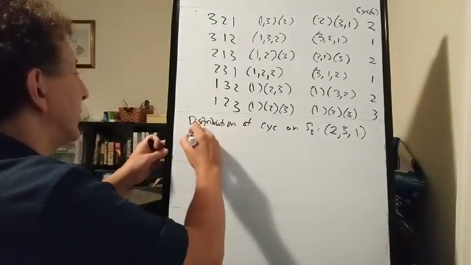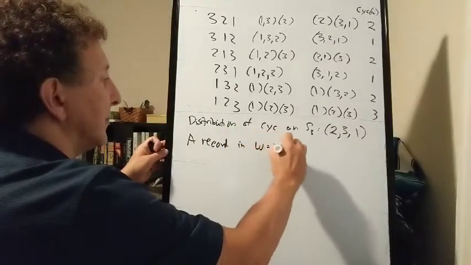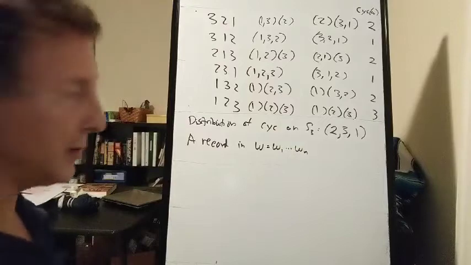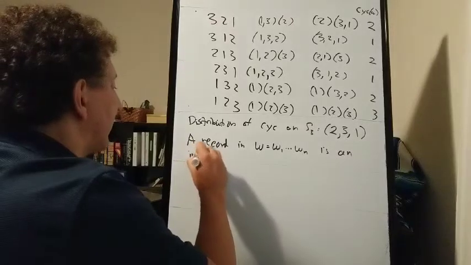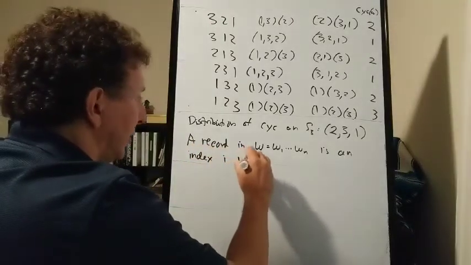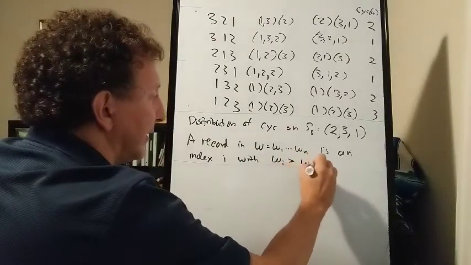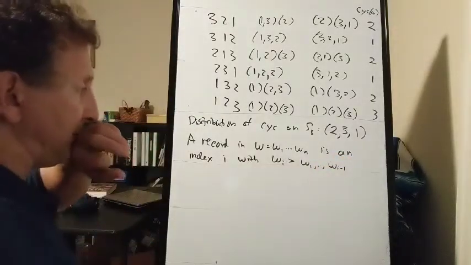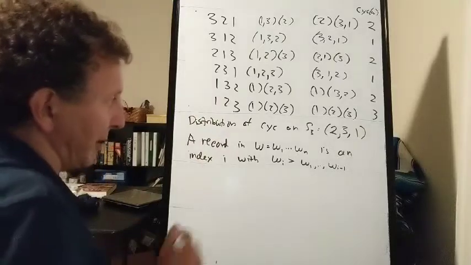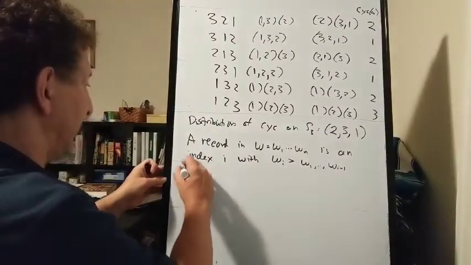Now a record in W, which we'll think of as written in one-line notation, is an index i with Wi greater than everything that came before it. Or maybe we can think of Wi as the record. But anyway, it's the biggest thing we've seen so far. So let's count records in the permutations in S3.